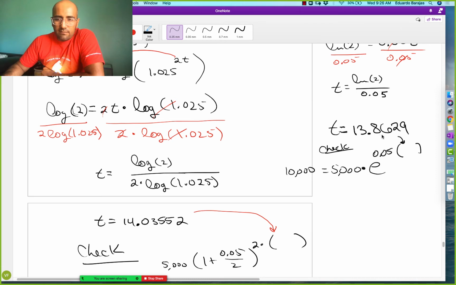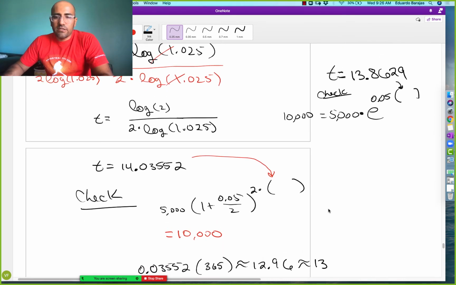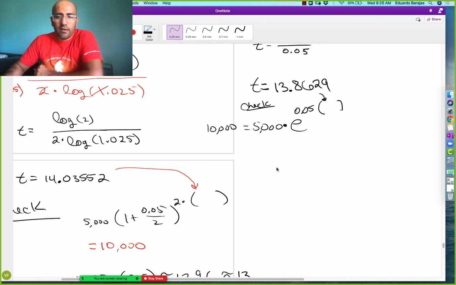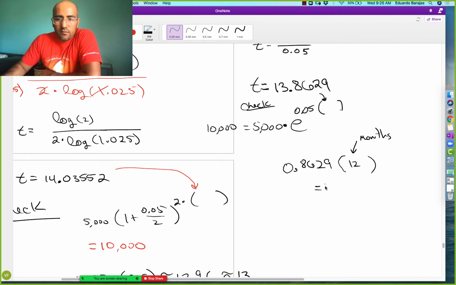Again, you can think of this as 86.29% of the following year, but people like to see things in terms of months and days. So let's do the same thing as we did before. I'm going to multiply 0.8629 times 12, because there's 12 months. When we do that, this equals 10.3548 months.